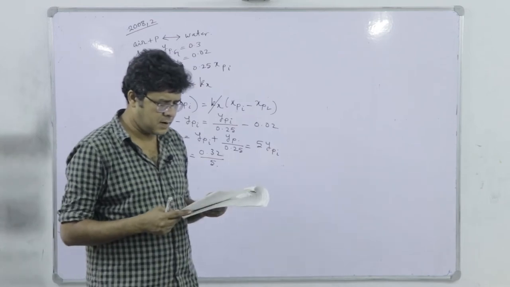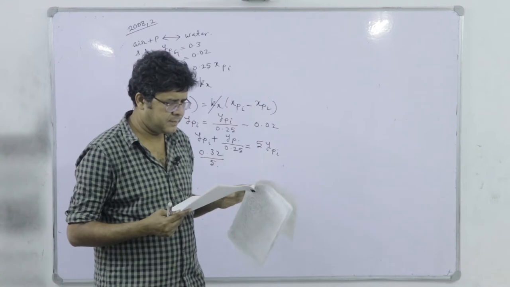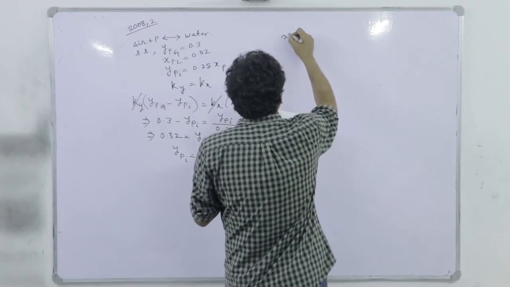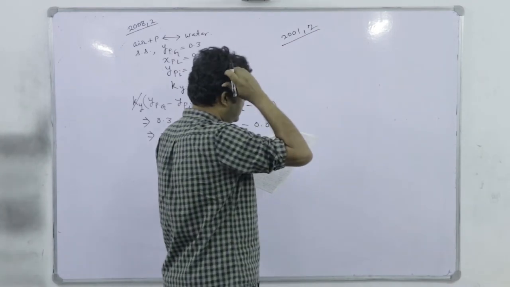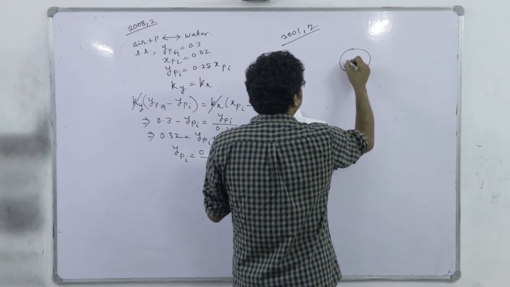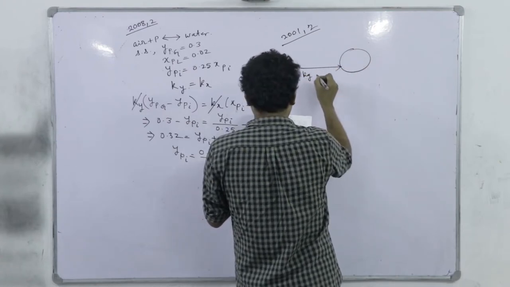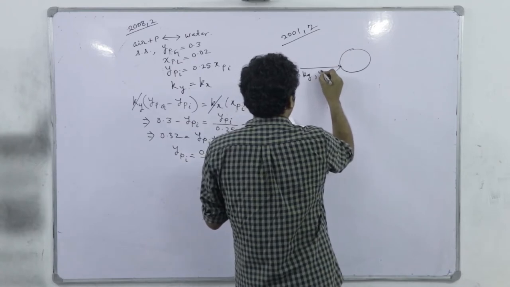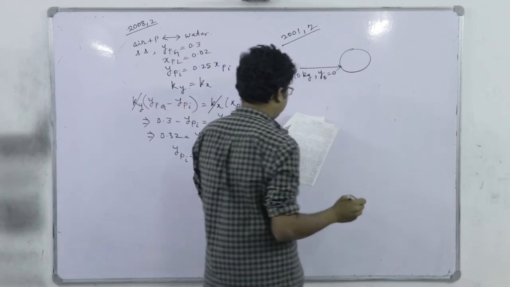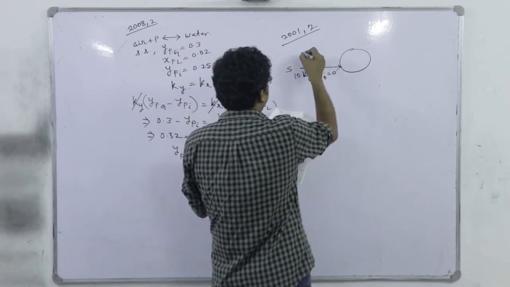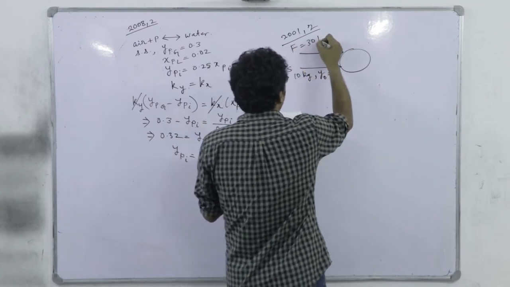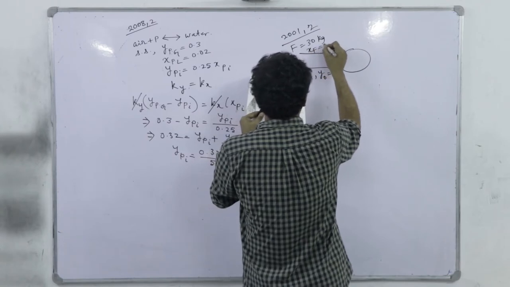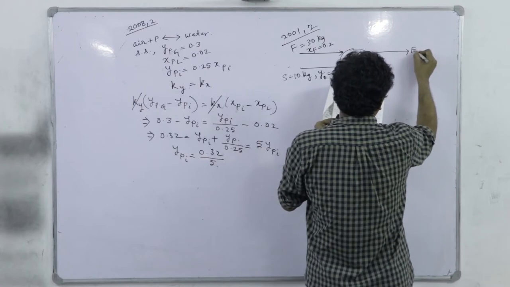Next, this is a problem on extraction and it is a 2001, 2 marks problem. In a single stage extraction process, 10 kg of solvent S, so it is Y0 equal to 0. Right. It is mixed with 30 kg of feed F. 30 kg F, S is 10 kg and XF is 0.2. The mixture splits into extract and raffinate phase.